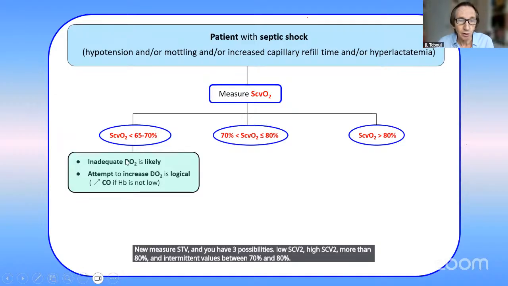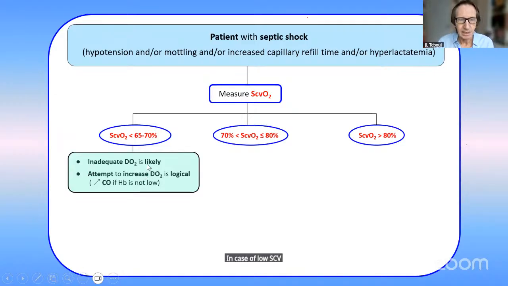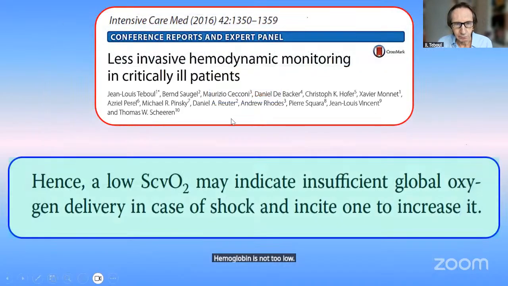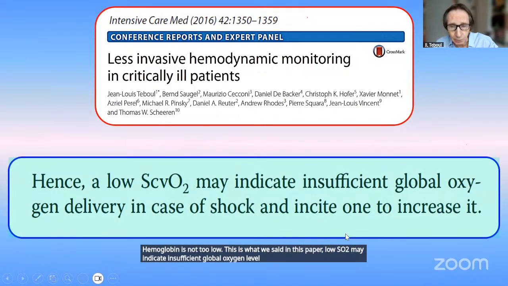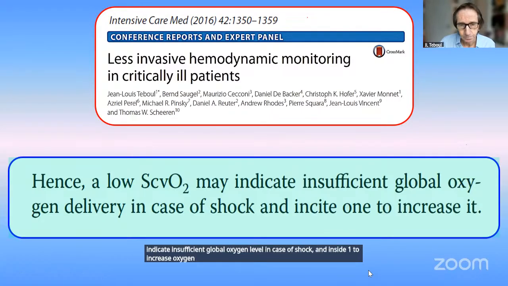In case of low ScvO2, inadequate oxygen delivery is likely. An attempt to increase oxygen delivery is totally logical, in the majority of cases by increasing cardiac output if hemoglobin is not too low. This is what we said in this paper: a low ScvO2 may indicate insufficient global oxygen delivery in case of shock and incite one to increase oxygen delivery.